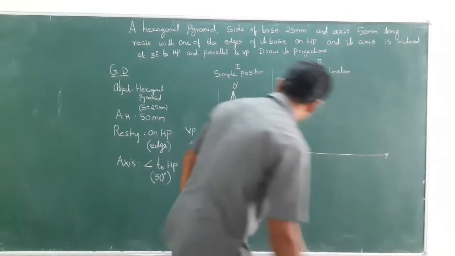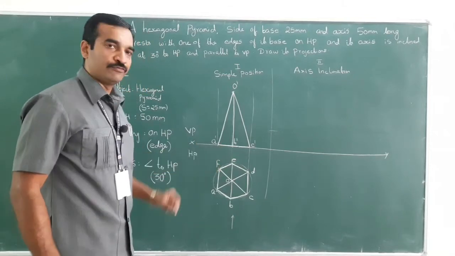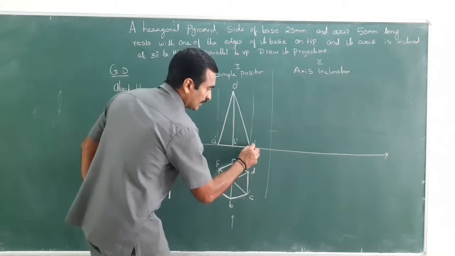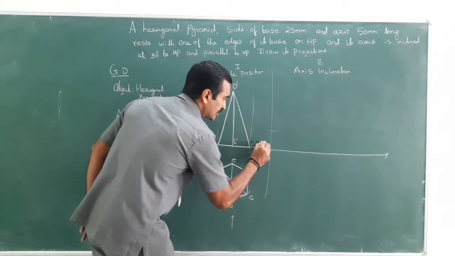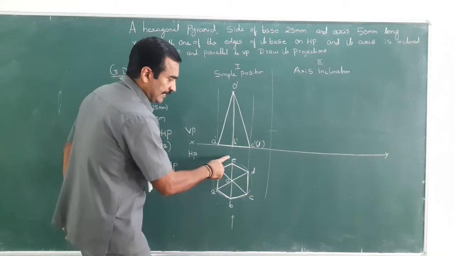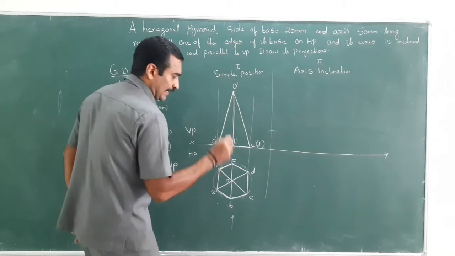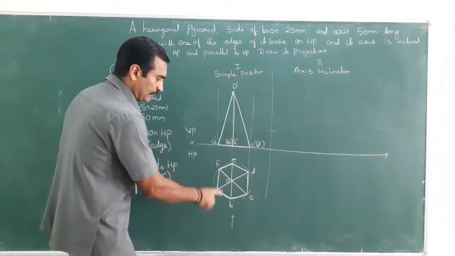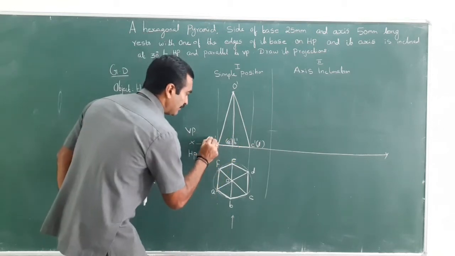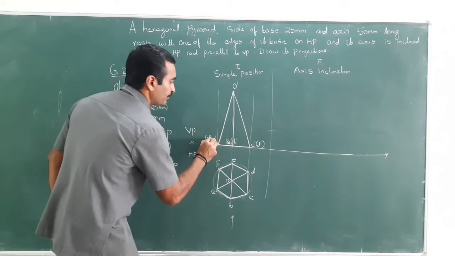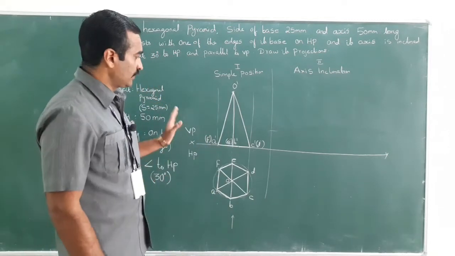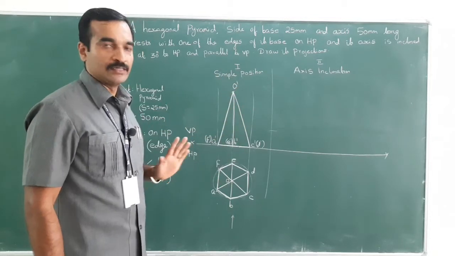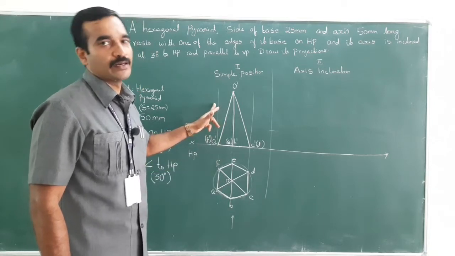Right? Fine. Now what about D, E, F? D is right behind C, therefore D is invisible, which can be captured within brackets. E is right behind B, therefore that is invisible, E can be captured within brackets. And F is right behind A, therefore that can be captured within brackets. Clear? Right. So now the simple position or resting position has been covered. The top view and front view have been drawn here.